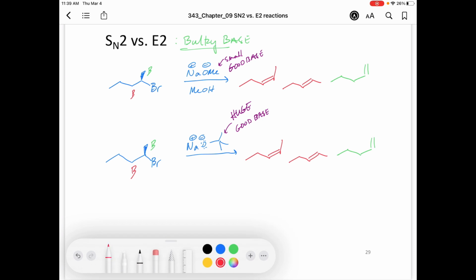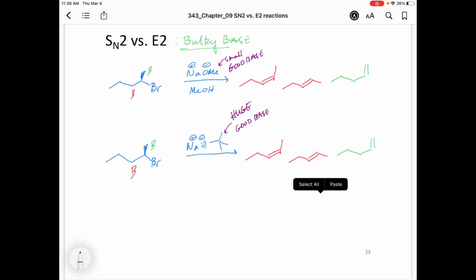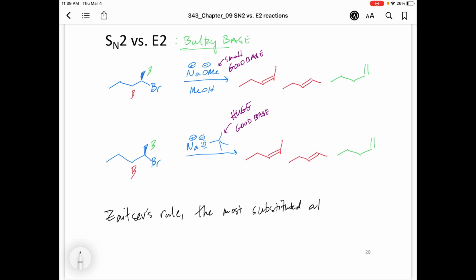Let's review that one rule we learned. Do you remember Zaitsev's rule? The most substituted alkene is favored. Now, this is just a rule. It doesn't even talk about the specifics as to why it's favored.